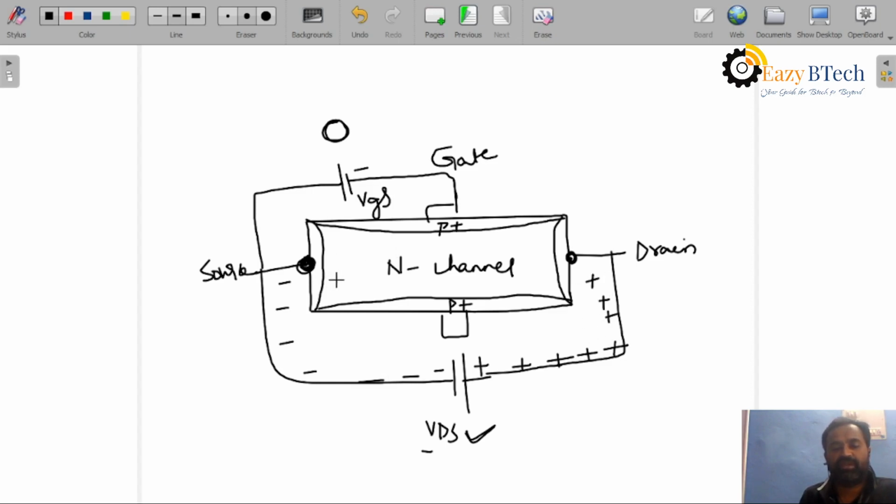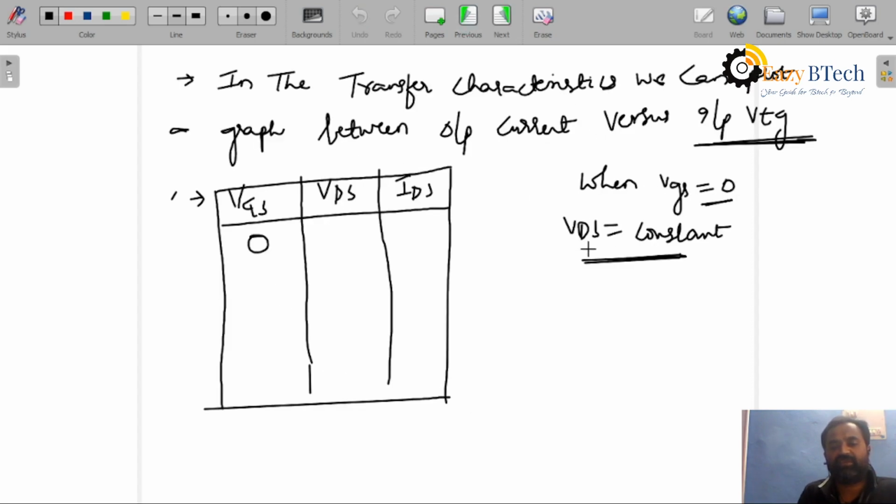Okay, students, now you can see clearly. When VGS is 0, VDS is constant. This constant may be at 1 volt. When VGS is 0 and VDS is at 1 volt, now you can note down the reading of IDSS. Now you can take this reading. This may be like 5 milliamperes.